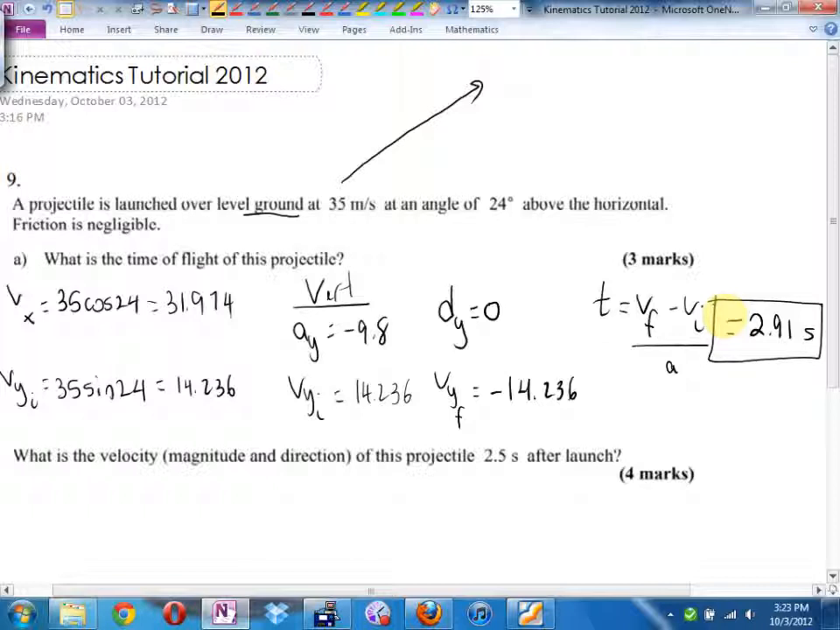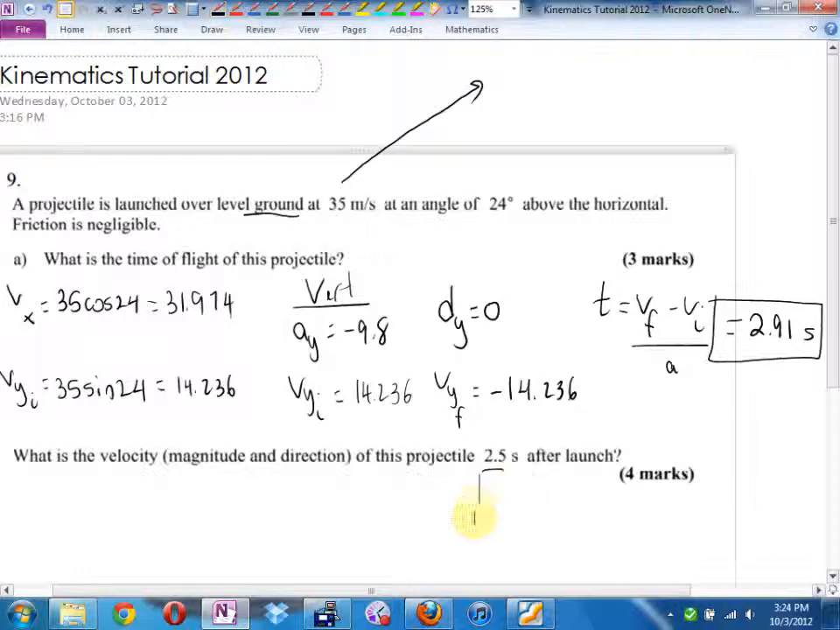Part A did want the time of flight. How long is it in the air for? It's not meant to be a trick question. How long is it in the air for? 2.91. B. What will it look like after 2.5 seconds? I'm telling you right now, it's on the way down. You know how I know it's on the way down? How long was it in the air for? 2.9. You know what? At 2.5, it's on the way down. In fact, it's almost at the ground.